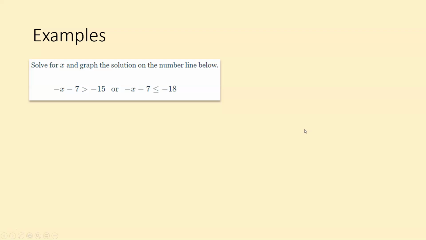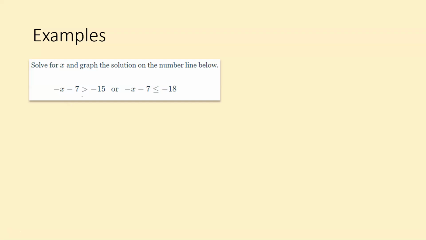So here is an example of one we would have to solve. Solve for x and graph the solution on the number line below. In order to solve ones like this where we have two separate inequalities, we would just solve the inequalities separately and then try to combine our answer onto a number line after the fact. So I'm going to go ahead and start with this inequality here.